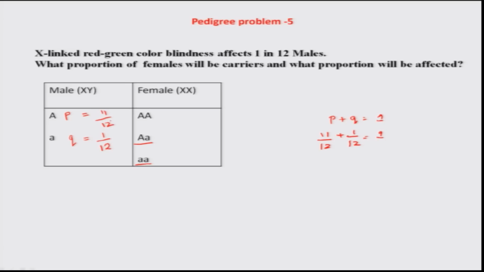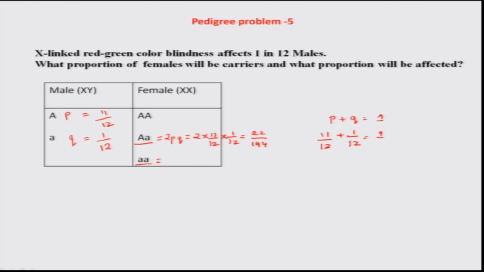Now I need to calculate carriers, and if you remember, the carriers would be 2pq. So this would be 2 into 11 by 12 into 1 by 12, which is 2 into 11 would be 22 and 12 into 12 would be 144. So the carriers in the female population would be 22 by 144, that is out of 144 females, there would be 22 females which would be carrying this disease.